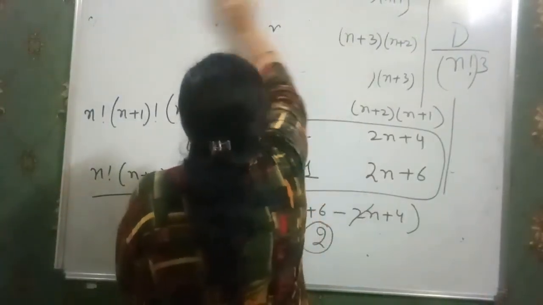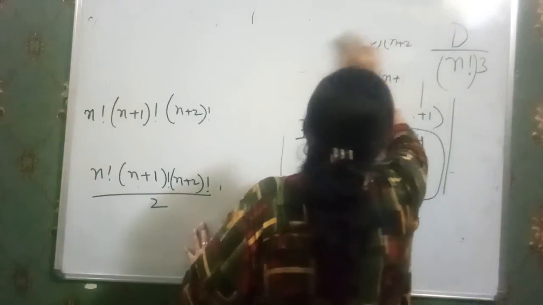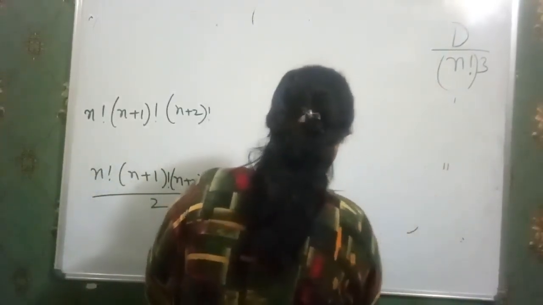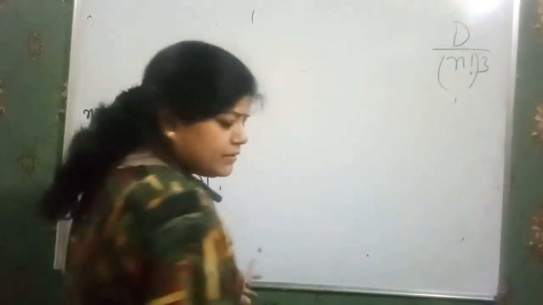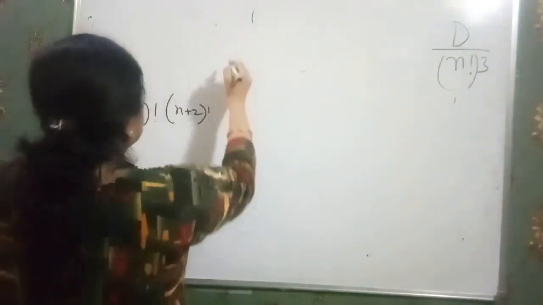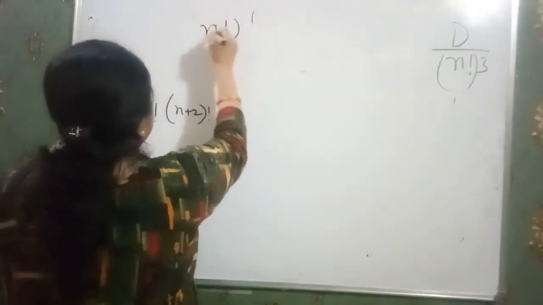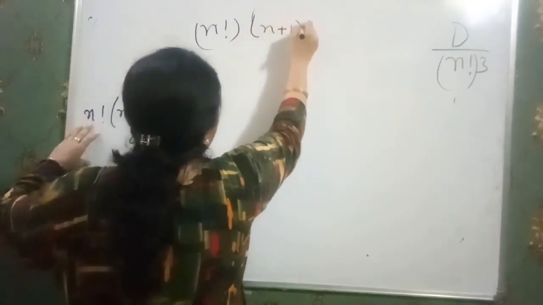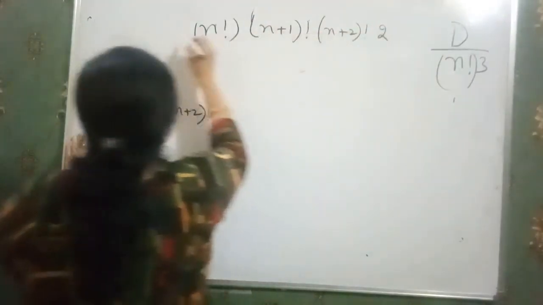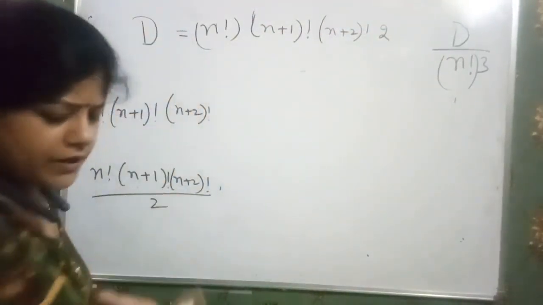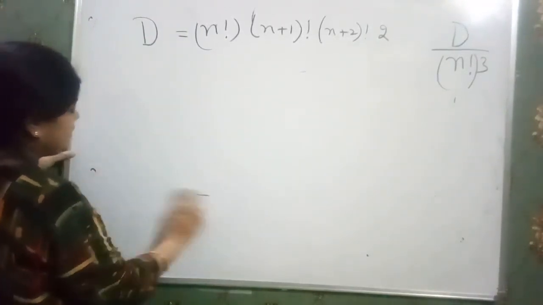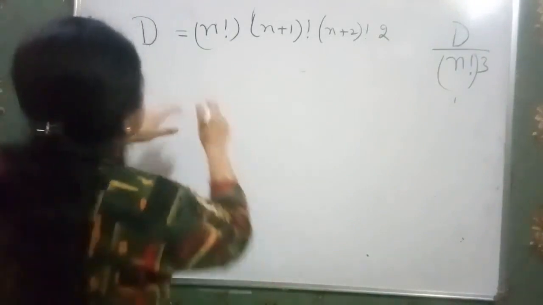We have to divide by factorial n cube in our determinant in order to get the value, because in the question it is asked determinant over factorial n cube. So we have factorial n, n plus 1 factorial, n plus 2 factorial, and into 2, which is equal to the determinant. We have to adjust it as divided by factorial n cube. So we just solve it.